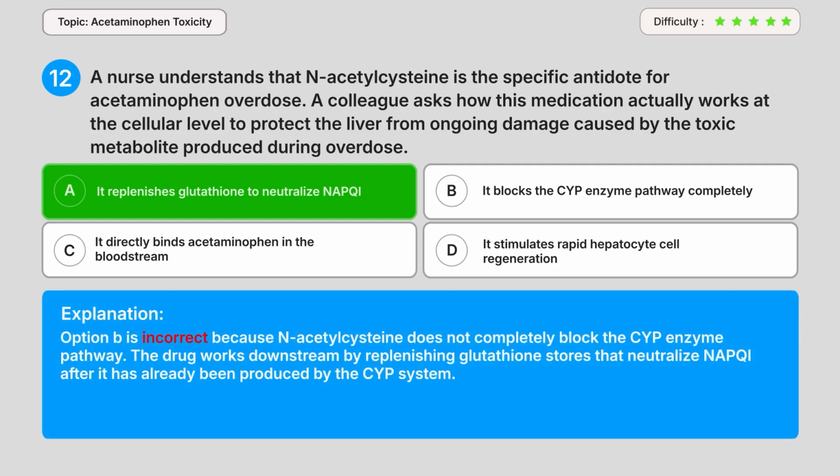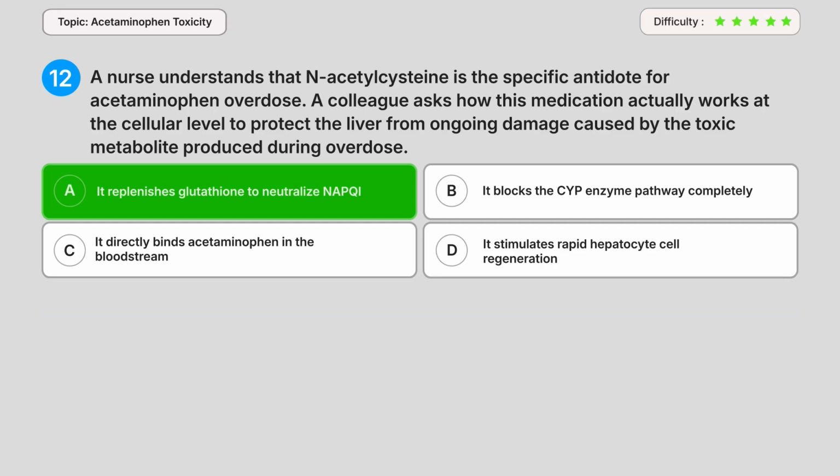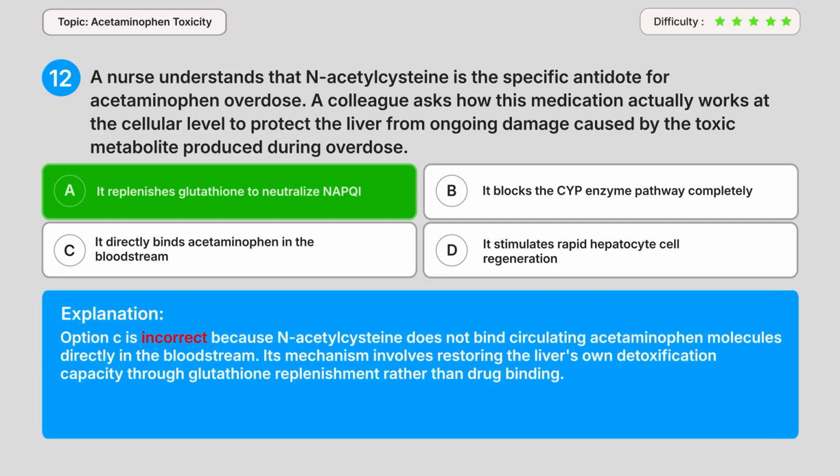Option B is incorrect because N-acetylcysteine does not completely block the CYP enzyme pathway. The drug works downstream by replenishing glutathione stores that neutralize NAPQI after it has already been produced by the CYP system. Option C is incorrect because N-acetylcysteine does not bind circulating acetaminophen molecules directly in the bloodstream.